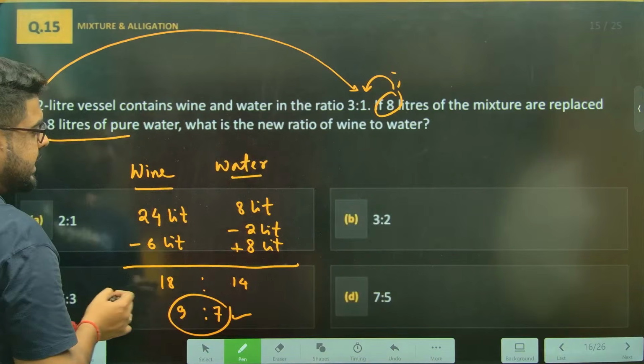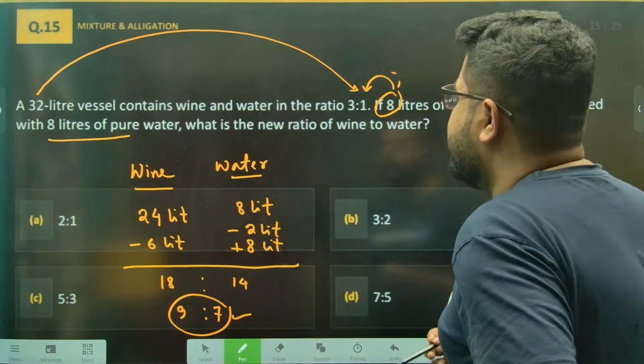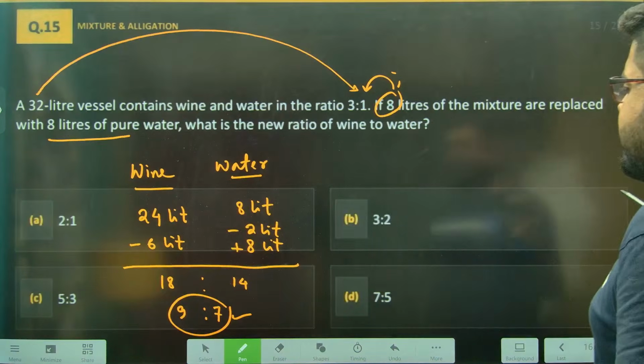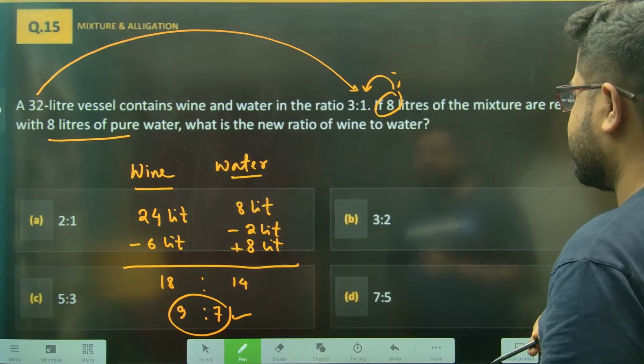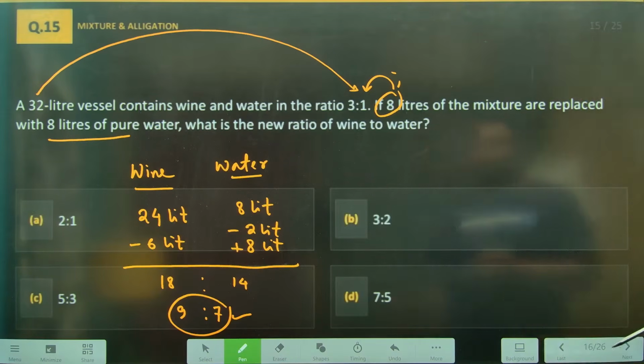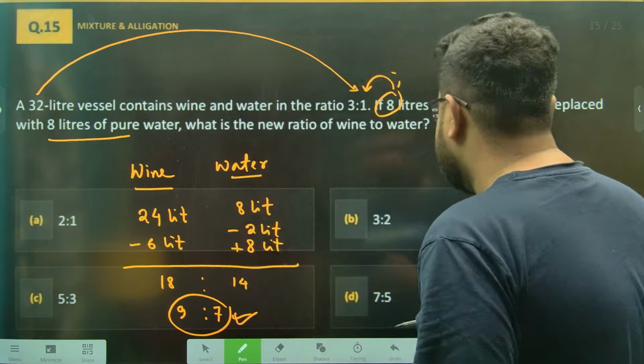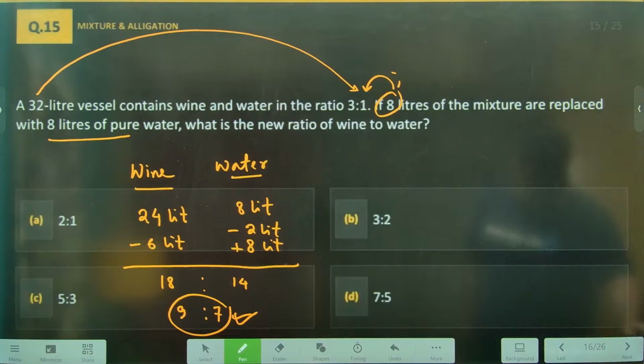Wine to water they are asking. The option is not matching. Replaced with 8 liters of pure water. Let me just check. Options could be a little off, sir. 24 minus 6 liters. Pure water I've added, 2 liters plus 8 is 6 and 8, 14. No, sir, it's correct. So the options are a little wrong over here. Okay? Please check it.